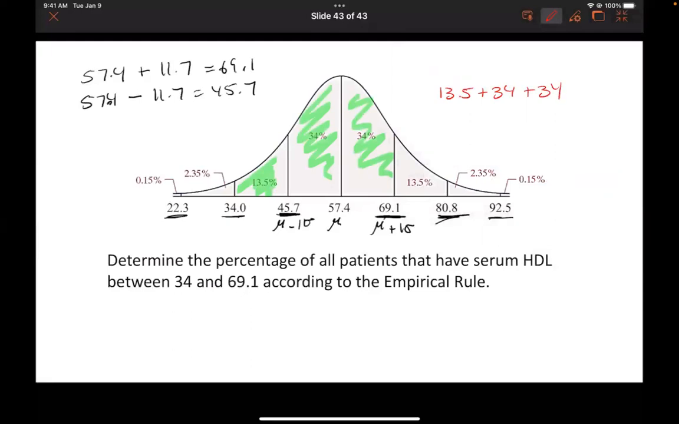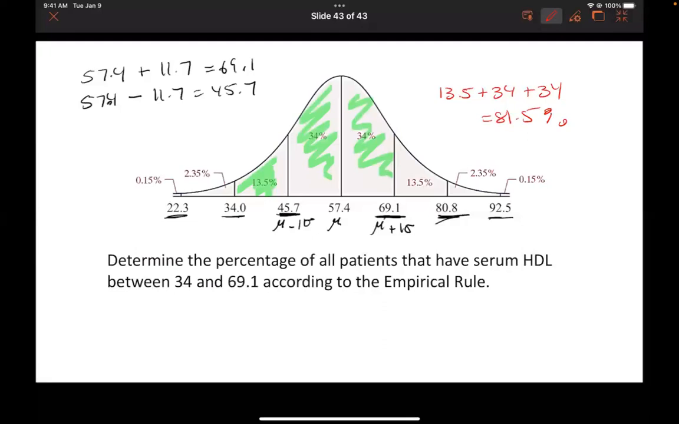Where's my calculator? I'm going to add this together. I probably could do this in my head, but I don't really trust myself. So this is 81.5. So I can say about 81.5% of all patients are between 34 and 69.1 of the serum HDL.